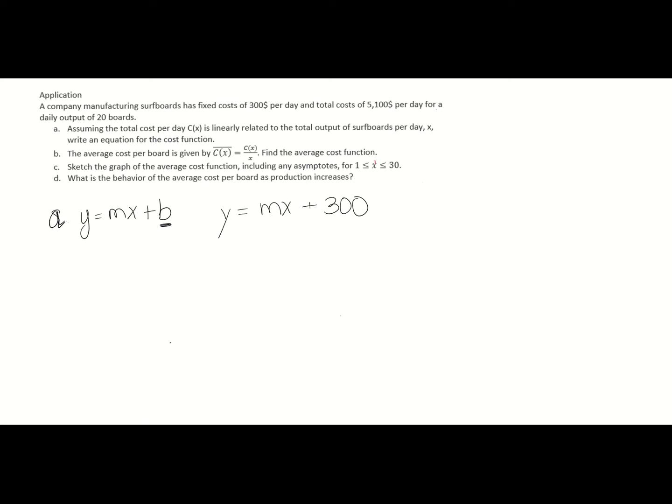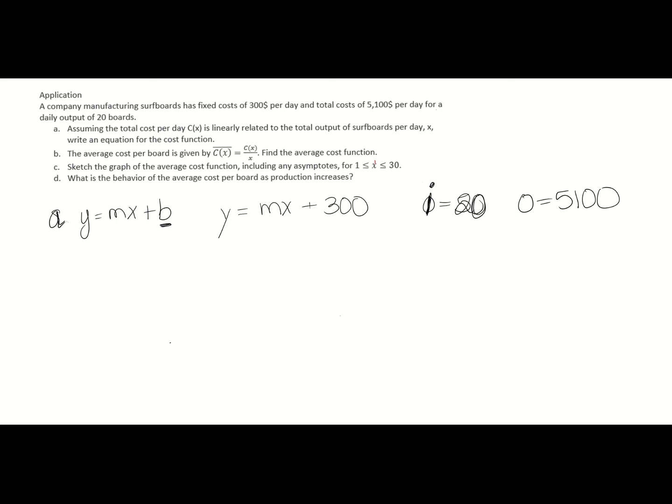We know that when we output 20 surfboards, input 20, we output 5,100 in costs. So my input is my x, that's this amount of surfboards, and then we output the 5,100.